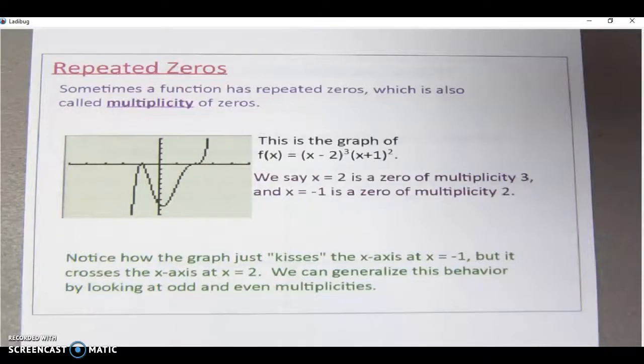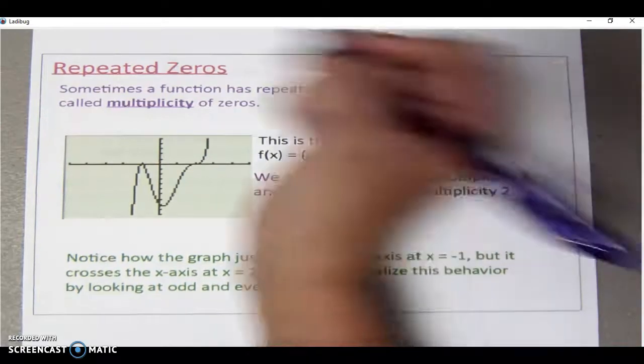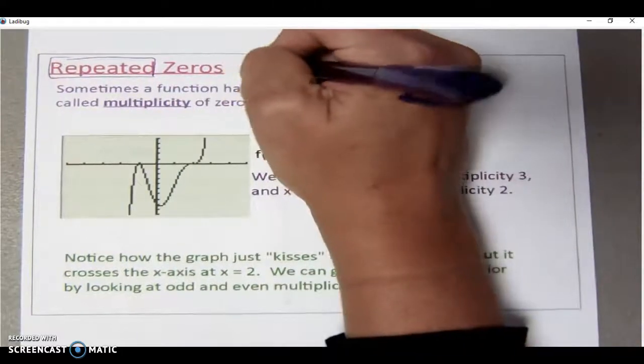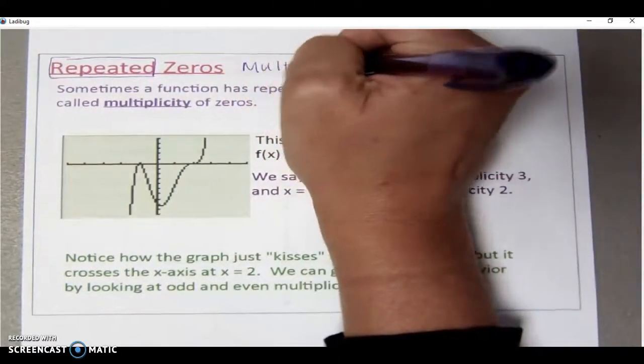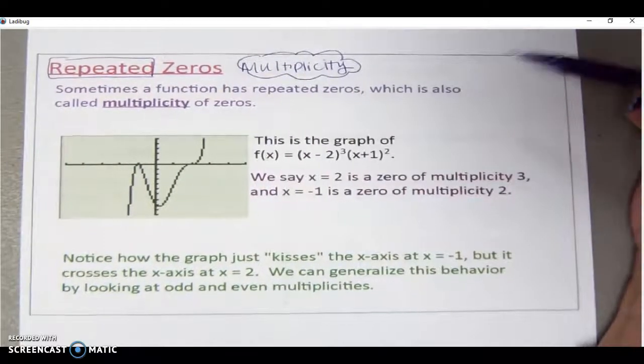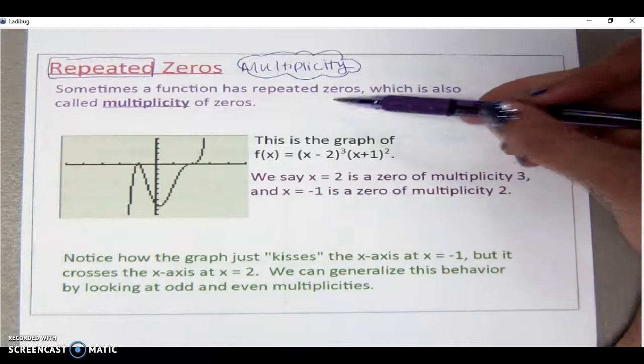Okay, so remember, zeros are the places where it crosses the x-axis. So when we have repeated zeros, this is when we're going to be talking about what's called multiplicity. Sometimes a function has repeated zeros, which is also known as multiplicity.